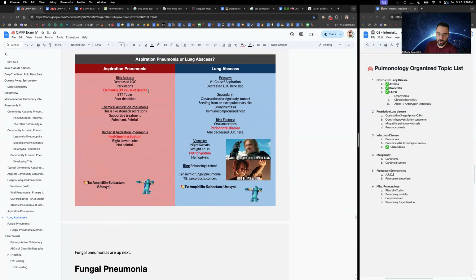Always aspiration pneumonia. Look for risk factors, decreased loss of consciousness. This is really altered mental status, dementia, actually. Number one cause of death is aspiration pneumonia. Pretty interesting. Parkinson's, anything that kind of inhibits the airway, inhibits swallowing.